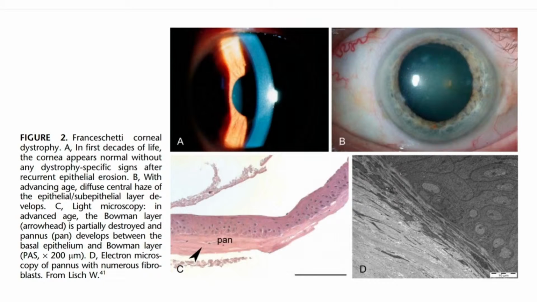On light microscopy, the Bowman's layer is partially destroyed, and there will be pannus development between the epithelium and the Bowman's layer. On electron microscopy, we can see the pannus and numerous fibroblasts.